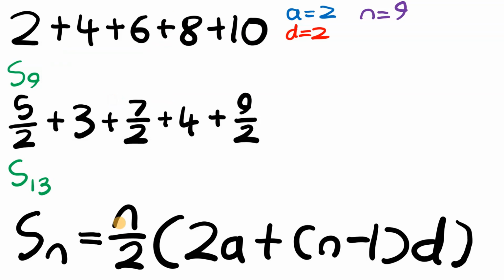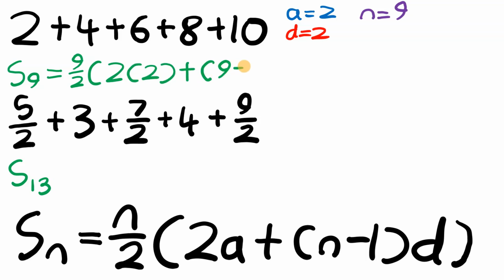So therefore S9, if we use this formula here, is going to be equal to n over 2, so 9 over 2, and then 2a, so 2 times 2, plus n minus 1, so 9 minus 1, multiplied by d, which is 2. If you put this into your calculator, this is equal to 90. So this is the sum of the first 9 terms.